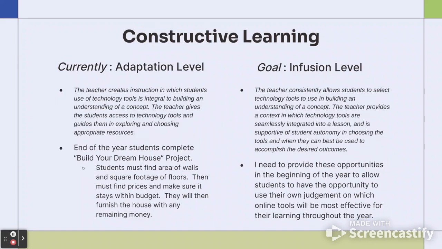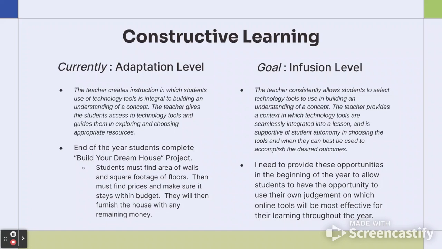For constructive learning, I do think I'm at the adaptation level for this one. However, I only do this once or twice a year, so that adaptation level is probably a stretch. But we do an end of year build your dream house project. Students get to pick from three houses that I pre-selected in their neighborhood.